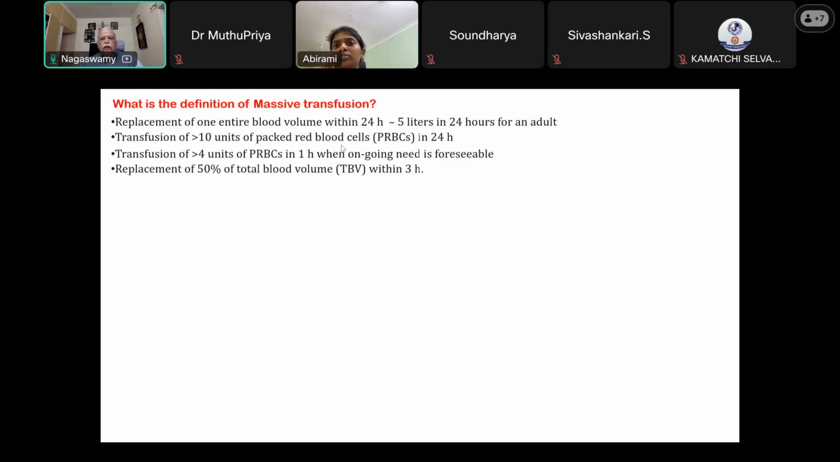Now coming to the second part, massive transfusion. What are all the definitions for that? It is better to take the definition which has a shorter period of time. Usually they say you have to replace the blood volume within 24 hours. That means you give 5 liters of blood in 24 hours, or 10 units, where each unit is 500 ml, again about 5 liters. Both definitions are more or less the same. But even though the 24-hour definition is accepted for theoretical purposes, it is better to use the shorter duration definition so that you know whether the patient is responding to your therapy or not. So for practical purposes, use more than 4 units within 1 hour or 50% of the total volume within 3 hours. That is better than using the 24-hour criteria.